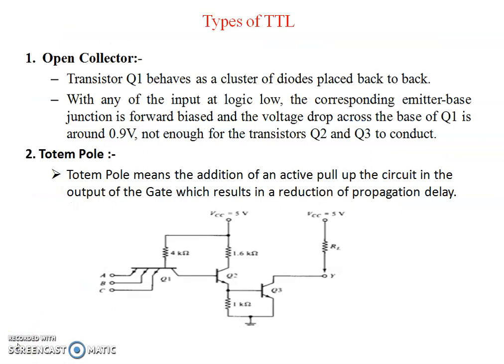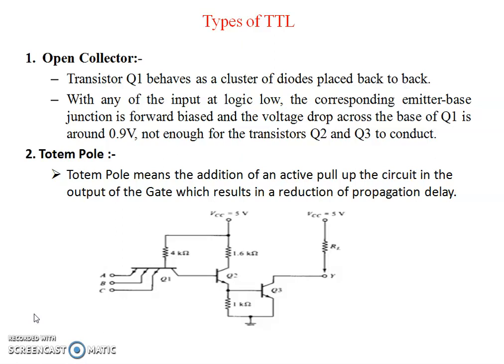Now first we discuss types of TTL. First type is open collector. What happens in open collector? In this figure, the open collector transistor Q1 behaves as a cluster of diodes placed back to back. With any of the inputs at logic low, the corresponding emitter base junction is forward biased, and the voltage drop across the base of Q1 is around 0.9 volt. Transistors Q2 and Q3 are also connected.